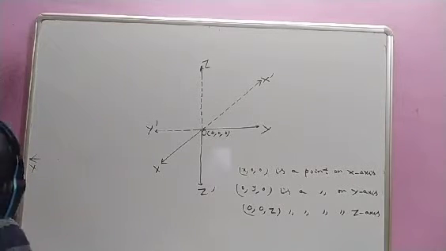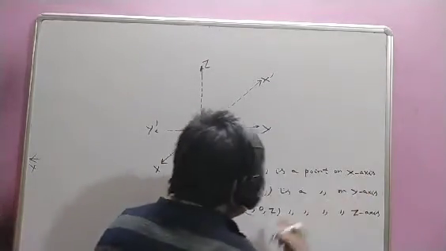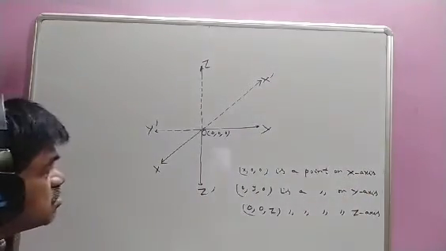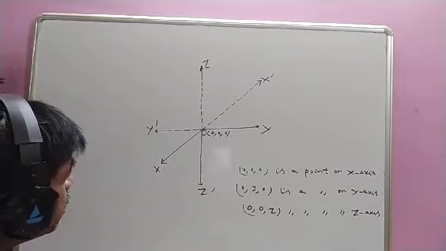So (x, 0, 0) is a point on the x axis, (0, y, 0) is a point on the y axis, and (0, 0, z) is a point on the z axis. Okay, so now you are clear about this. The next point to write.